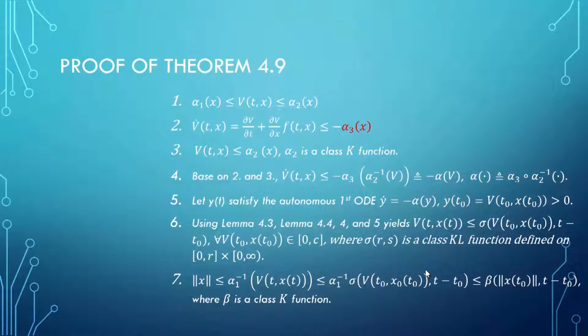And the proof for theorem 4.9 is a more systematic procedure, but here is just my explanation. So the standard way to prove this is, okay, this is the condition. 1 and 2 are the conditions for theorem 4.5, 4.9, right? But the proof procedure will be this. V is upper bounded by alpha 2, which is a class K function, okay? And using these two conditions, you can solve for V, right?